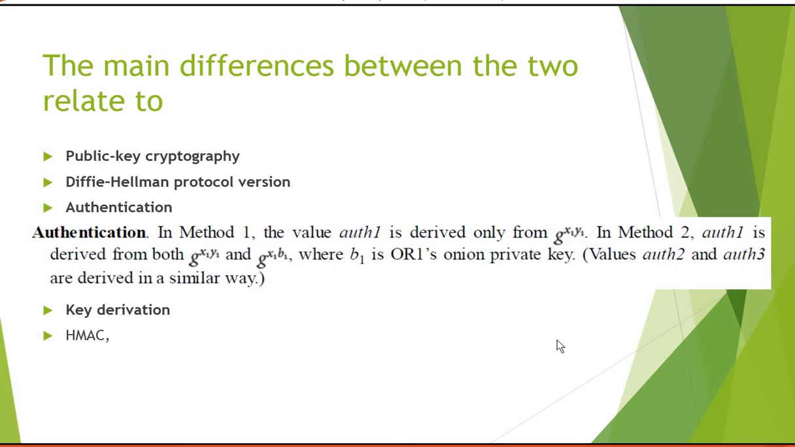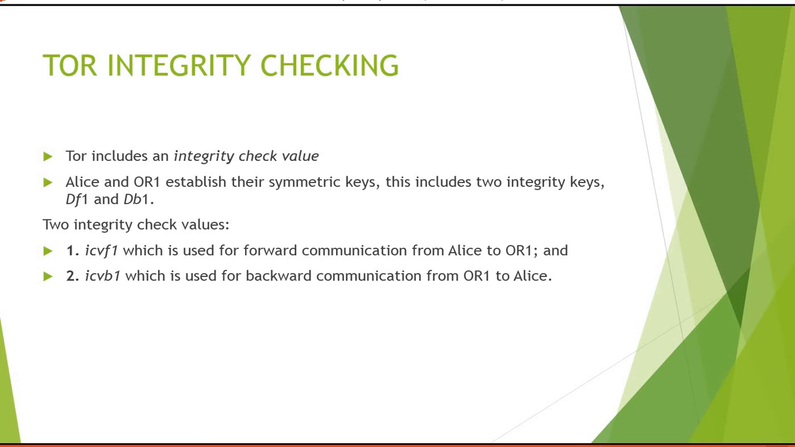Here the private key that onion router 1 is going to use is b1. Using that it can generate g^b1. For integrity checking, the onion routers will depend on HMAC algorithms. So now let's see how Tor integrity checking will happen.